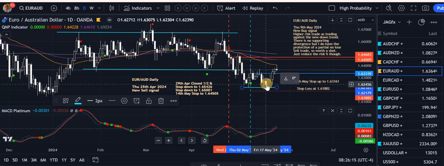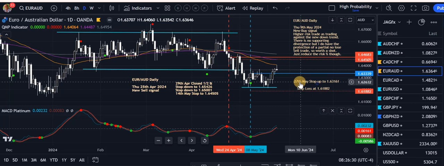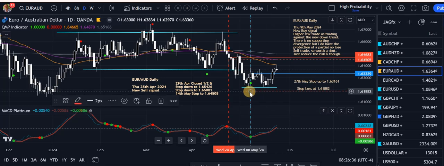Yeah, so we come down, now we've bounced up nicely and we're heading up. Now, the MACD Platinum is through the zero level, both lines, and price has touched the moving average. So on Monday, just to give me some protection, 27th is Monday, I'm going to move my stop up to 163.161. So let's move it up now.